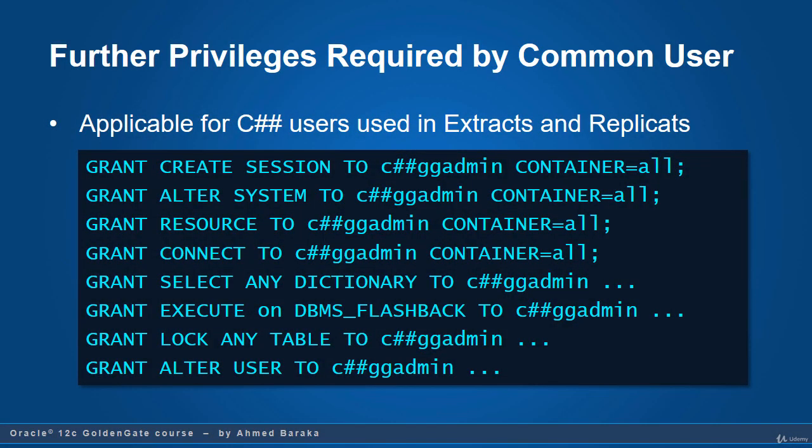As we learned, after creating a common user for the Golden Gate processes, we need to grant privileges to it using the procedure grant admin privilege in the package dbms golden auth. However, privileges granted to the user via that procedure are not enough. We need to grant to the user the privileges as shown in the slide as well. Those privileges are required for the user created for the extract and replicate processes.